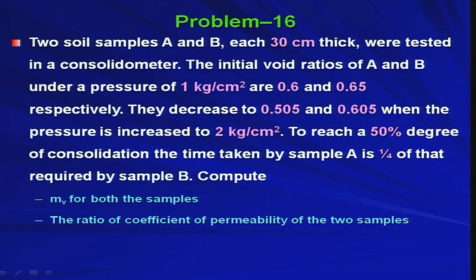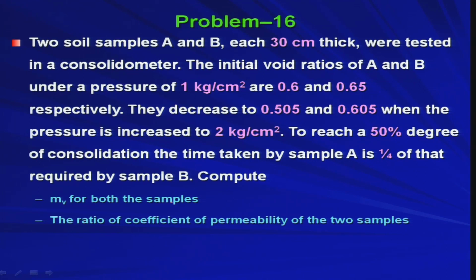The problem says two soil samples A and B, each 30 centimeter thick, were tested in a consolidometer. The initial void ratios of A and B under a pressure of 1 kg per centimeter square are 0.6 and 0.65 respectively. They decrease to 0.505 and 0.605 when the pressure is increased to 2 kg per centimeter square.